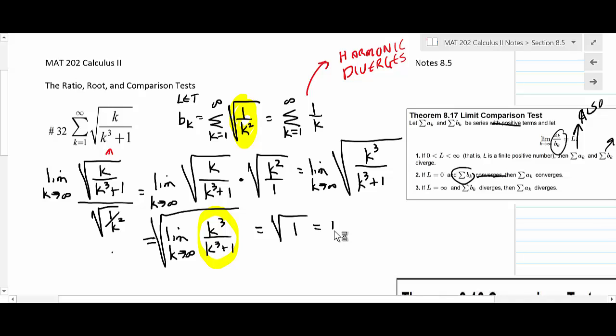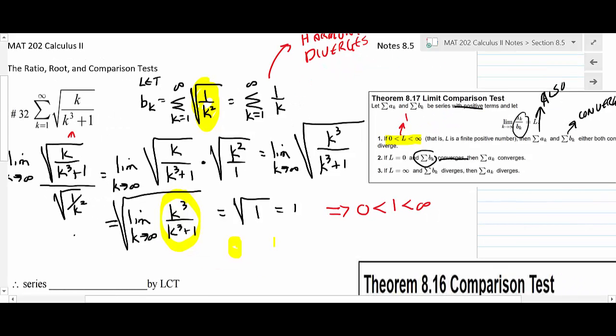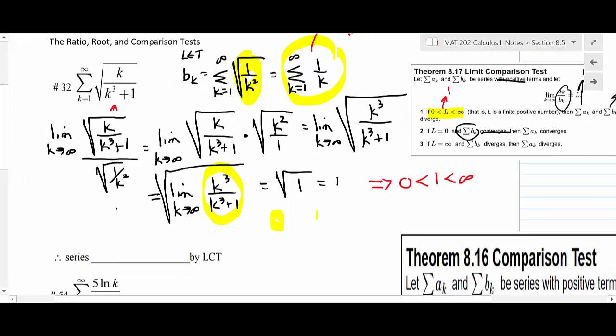So let's see what case applied then. If you look at case 1, what we really got on this is you have the situation 0 is less than L, which is 1, less than infinity. So in other words, we got a finite answer to our limit. The conclusion by the limit comparison test says that both series do the same thing. They either both converge or they both diverge. So if the harmonic diverges, what's the answer to our problem? Diverges also. Very good. So we would say, therefore, the series diverges by the limit comparison test.